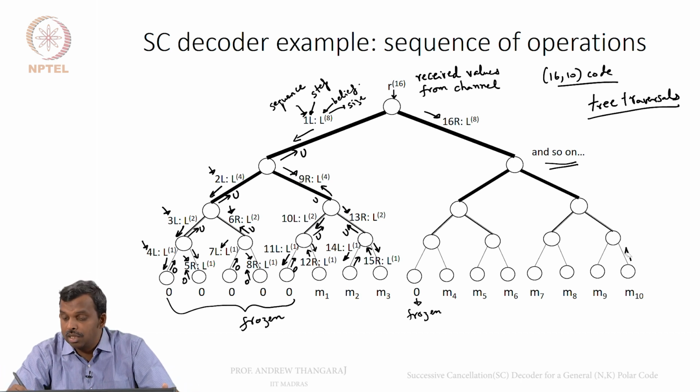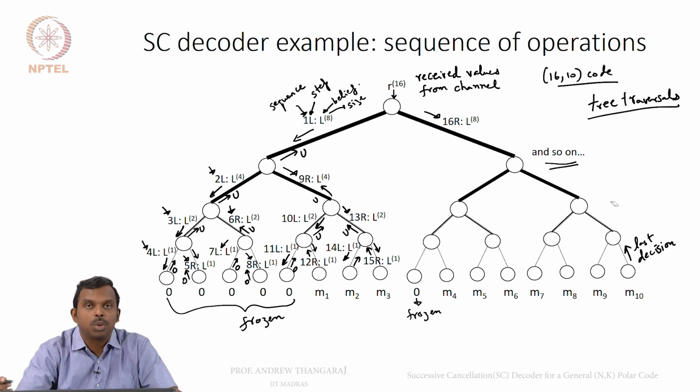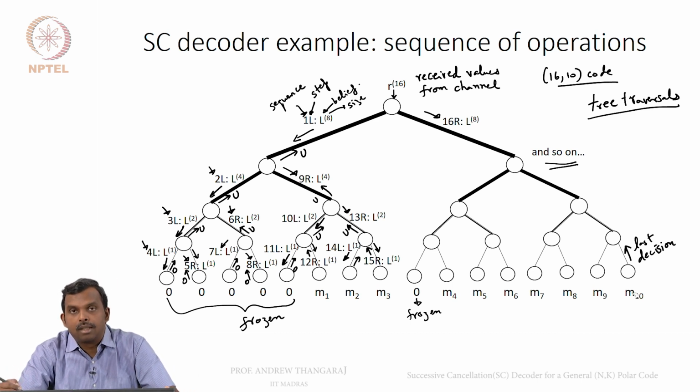Remember, once you make this decision here, this will be the last decision you make, and you can stop your decoder. At that point everything is done because all your message bits are decoded. If you want to, you can go back up and compute the code word. It's not really needed. Once the message bit is decoded, you're done. So this is the complete polar decoder.